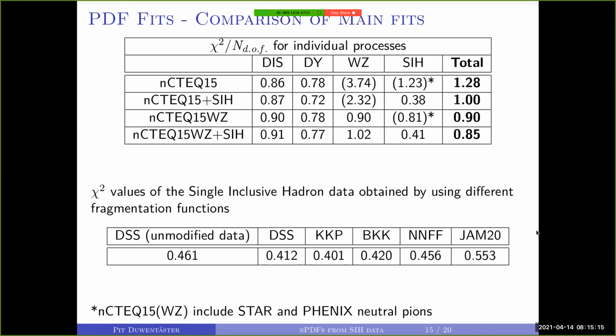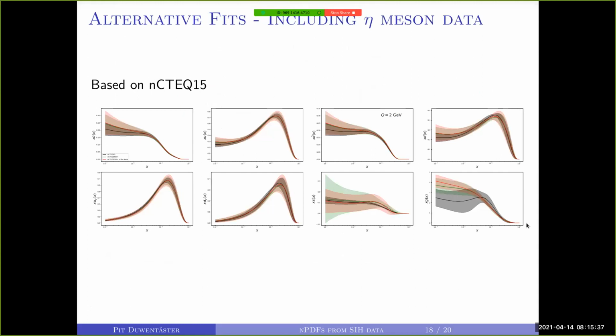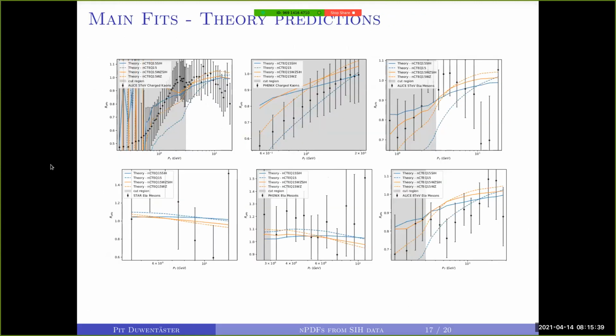And yeah, here are just some comparisons to the data after the fits. There's not really large qualitative changes, but especially compared with the bare NCTEC 15, we see quite some improvements in the lower PT region. Yeah, also the same for the other data sets. And then, there's 1 minute left.